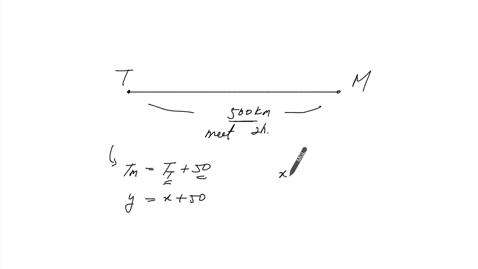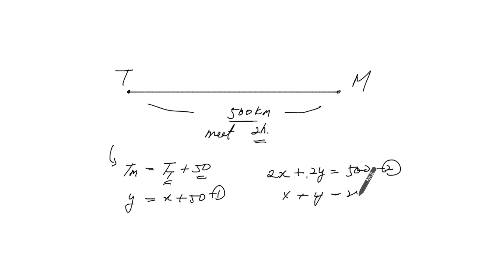So x, right, is a speed. If you times that by 2, and also y, if you times that by 2, and you add it up, this is an expression for total distance covered together, right, after 2 hours. And they're telling us since they meet, they must have together covered 500. Equation 1, equation 2. Right, this one right here, we can divide both sides by 2. Okay, so we have two simple equations now.